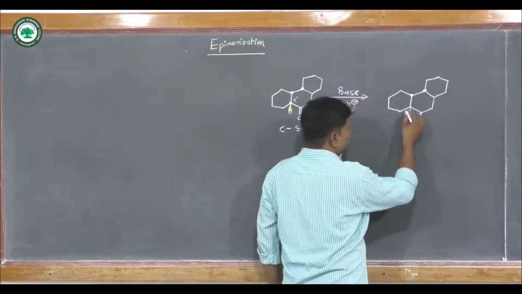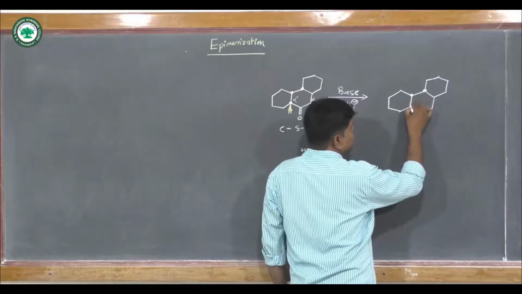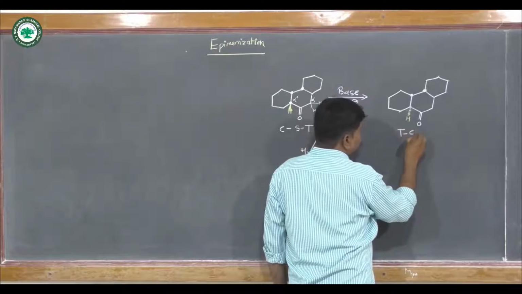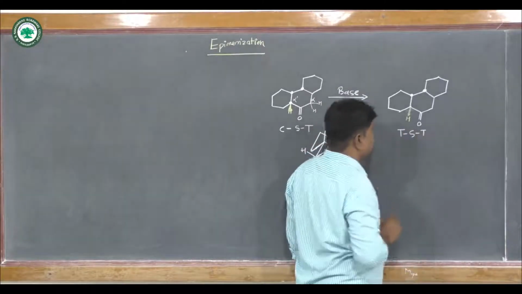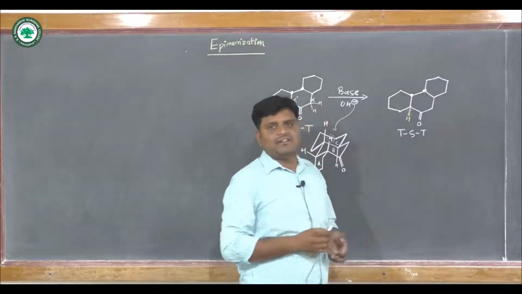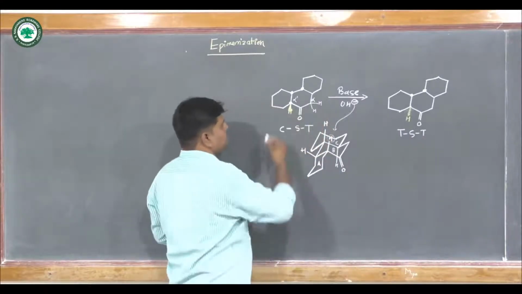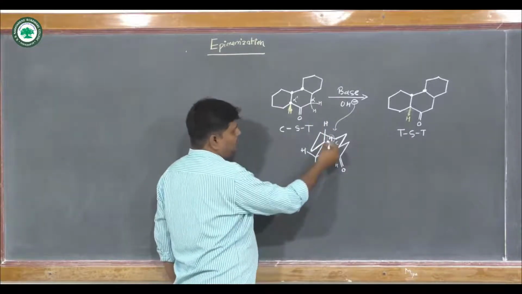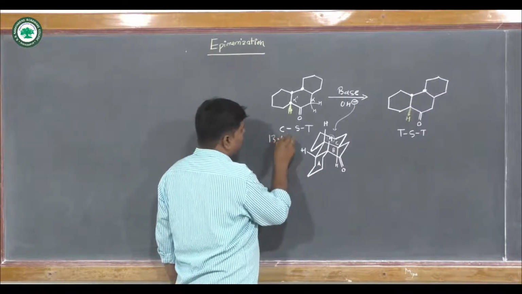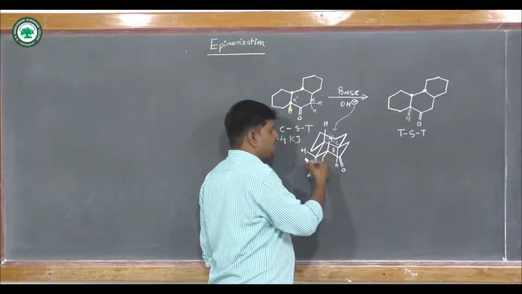Then what is the structure, and what is the short form? This one is trans, this one is syn, and this one is trans. So we write here trans, syn, trans, okay. And in this case the energy difference is very large. So what is the energy of this structure? Here all these chairs are there, and its energy is about 13.4 kilojoules, okay.